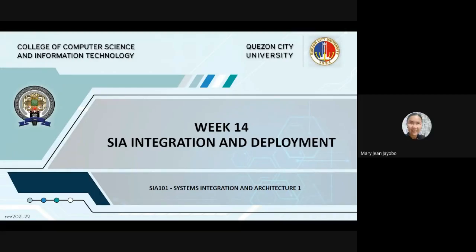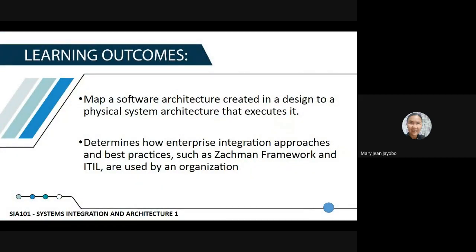Okay, so our topic for today is, we are now in week 14, and we're going to discuss systems integration and architecture. Okay, but of course, before we start, let me again introduce to you the learning outcomes of our topic for today.